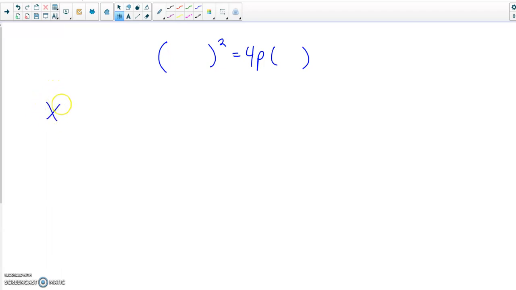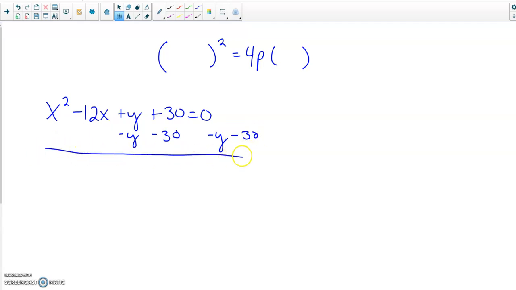So let's look at x squared minus 12x plus y plus 30 equals 0. Okay, so first step was we got to get our something squared by itself, and then we're going to subtract y and 30 to the other side. Okay, so we get x squared minus 12x, and leave some space, equals negative y minus 30.